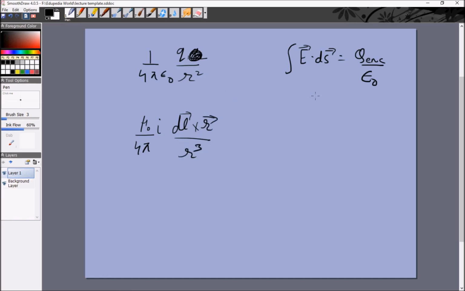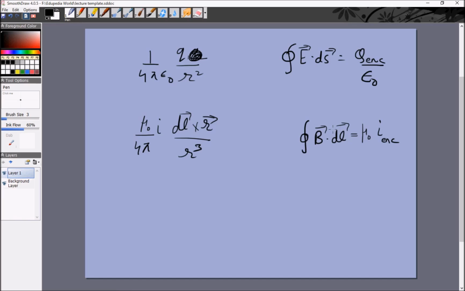The analog of Gauss law in magnetic field is called Ampere's law, and here's how it goes. By the way, this should be over a closed loop, both of these. B dot dl is equal to mu naught times I enclosed.